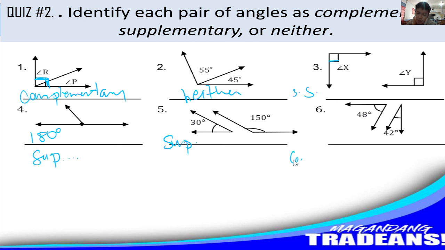Next, for number 6. Meron siyang 42, meron din siyang 48. I-add natin 40, 40, 80, 2 plus 8, 10. 80 plus 10, that is 90. So, nakakreate siya ng right angle. That is complementary. Okay? So, 3 points each, 3, 6, 9, 3 times 6, 18. The total score is 18 over 18. Then, plus 2 para maging 20 over 20.